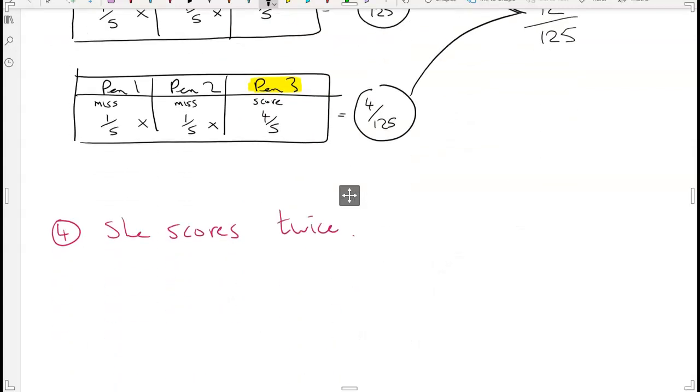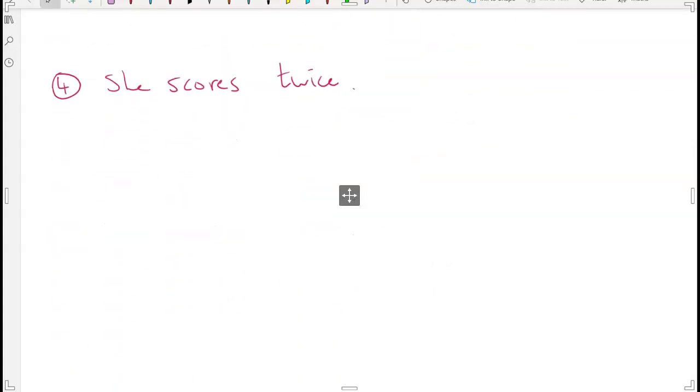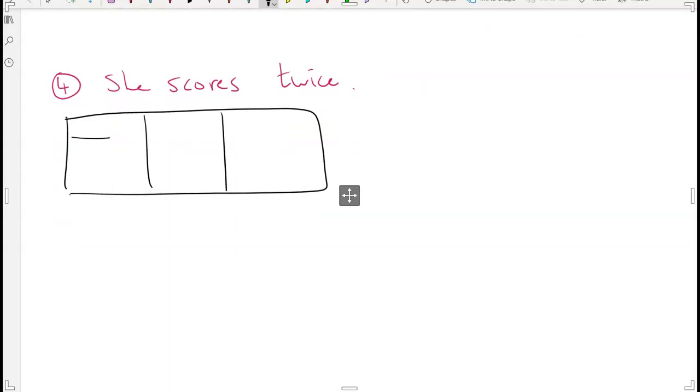And the next one is very similar. What's the probability that she scores twice? Now again, we need to list all the possible ways that that could happen. So for that to happen, what would happen? Penalty 1, penalty 2, penalty 3. Let's say she scores the first and the second penalty and she misses the third. That would mean the probability would be 4 over 5, 4 over 5, and a miss for penalty 3 is 1 over 5.